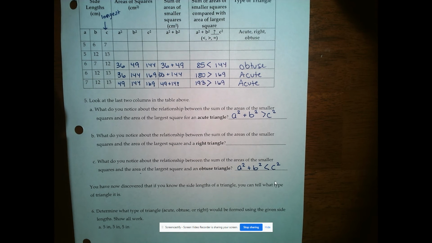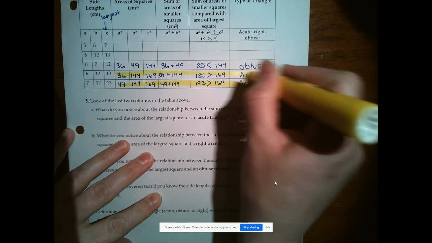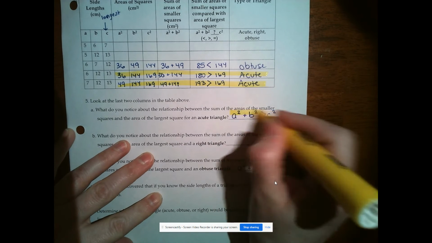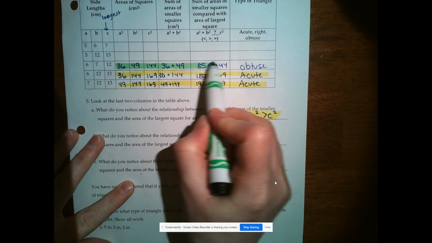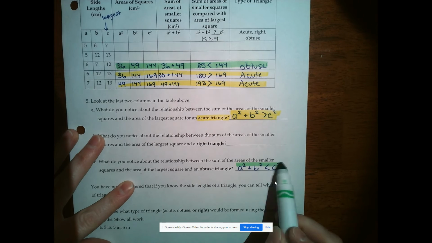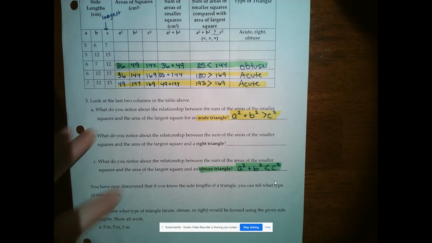All right, so let's color code these. The two acute ones, we had a squared plus b squared greater than c squared, and that was for acute. The next one, the one we just did, when a squared plus b squared was less than c squared, we had an obtuse triangle.